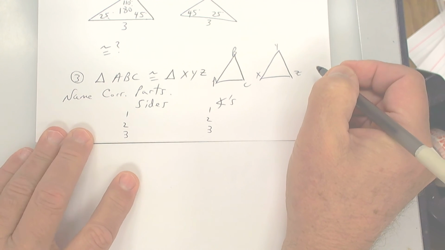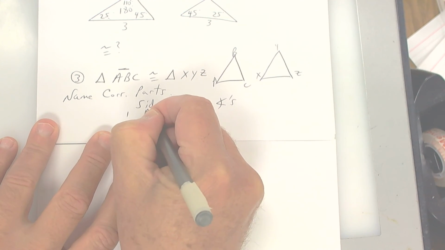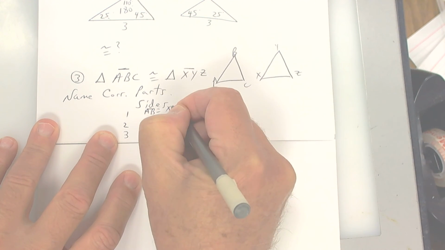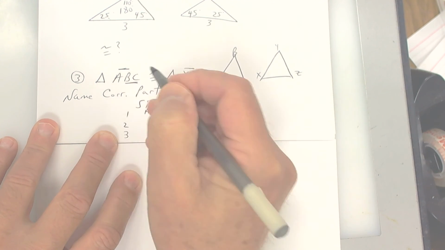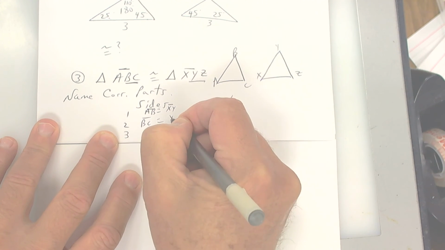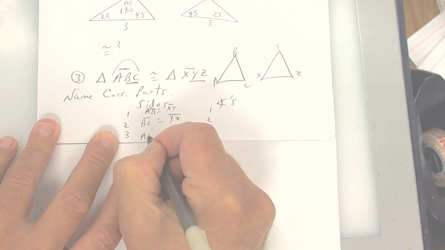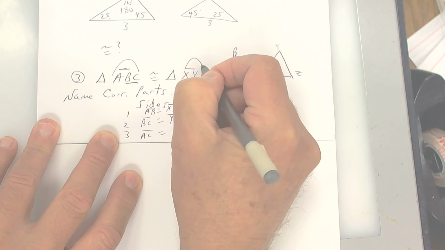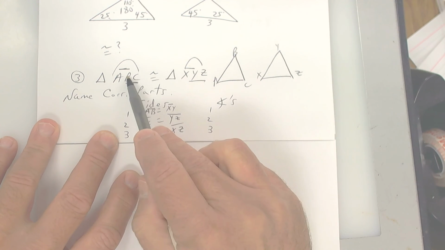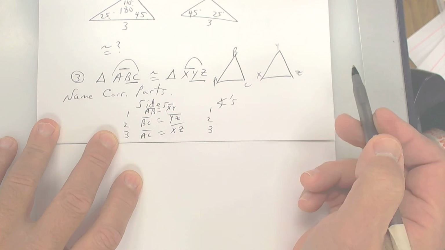Okay, so look at the pattern. The first two, AB, is equal to the first two, XY. The second two, BC, is equal to the second two, YZ. And then the first and the last is equal to the first and the last. Okay, so it's just a pattern. The first two, second two, first and last, first and last.